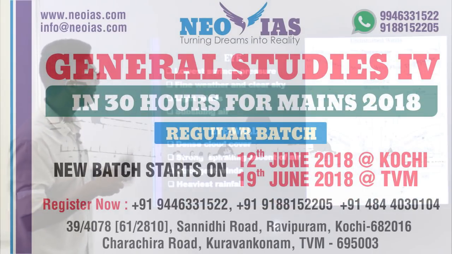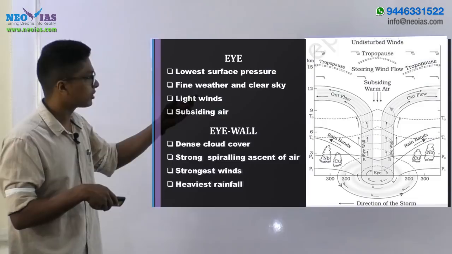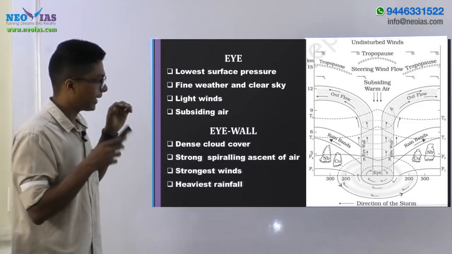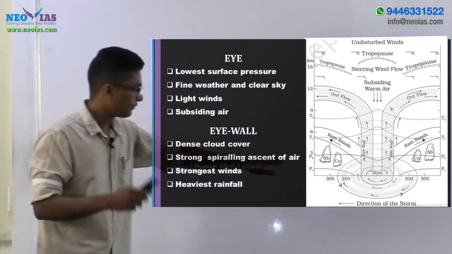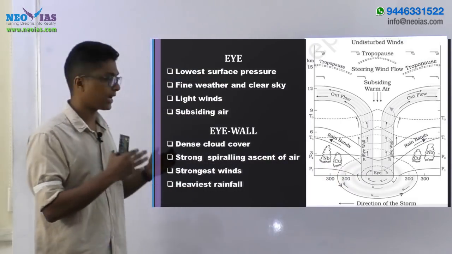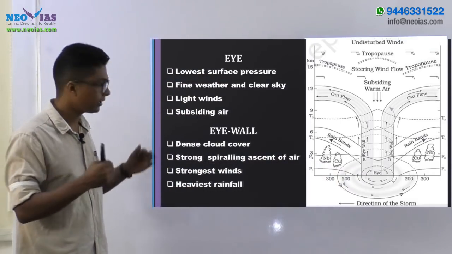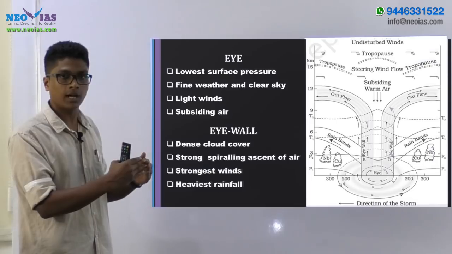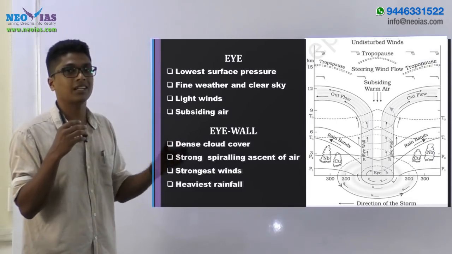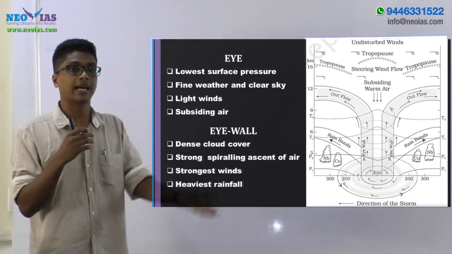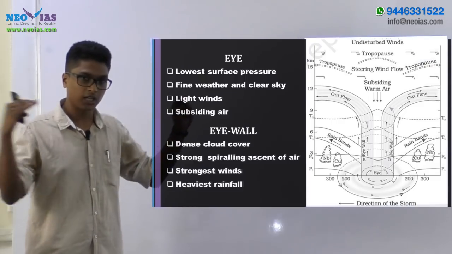Now let's discuss it in detail, right? This picture is taken from NCERT itself, and it shows that at the center we have the eye region, which has an intense low pressure region, right? The winds will be converging towards this eye region. Wherever we have converging winds, the winds will always ascend.